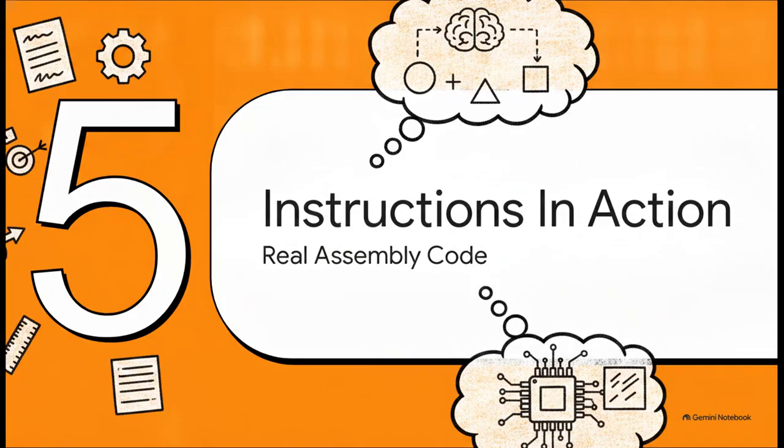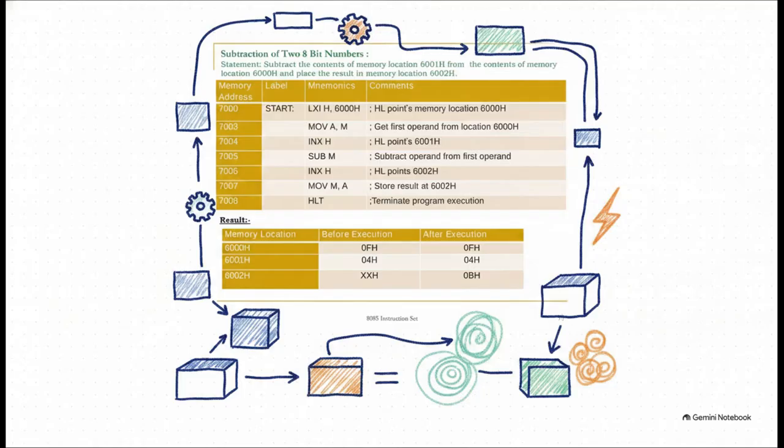All right, the final stretch. Section 5, putting instructions into action. We've seen the taxonomy, right? The vocabulary, functions, addressing, and sizing. Now let's prove why this logical classification actually matters. Here is a genuine assembly program designed to subtract 2 8-bit numbers. Notice how beautifully the classifications we just learned work together here.